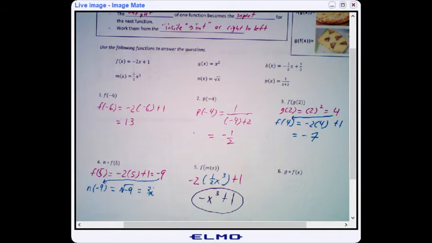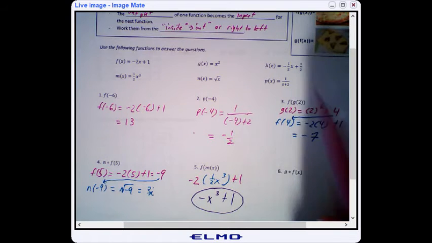For 6, it's g of f of x. So again, it's going to have x's in the end, so I'm not going to get just one number. I'm going to figure out my g function, and I'm going to start writing that down because I'm going to plug the whole f function into my g function. My g function is x squared.